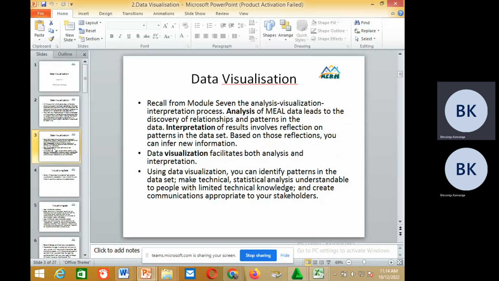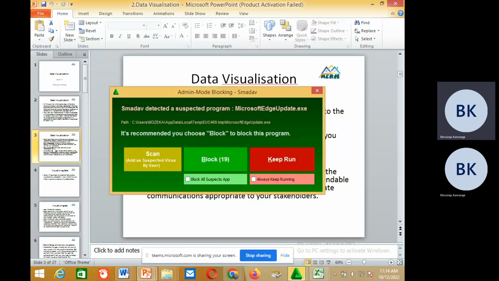Interpretation of results involves a reflection on patterns in the data set. So based on those reflections, you can infer new information. Interpretation is there to help you come up with inferential conclusions. It was able to come up with change variations from the mean and other types of statistics.